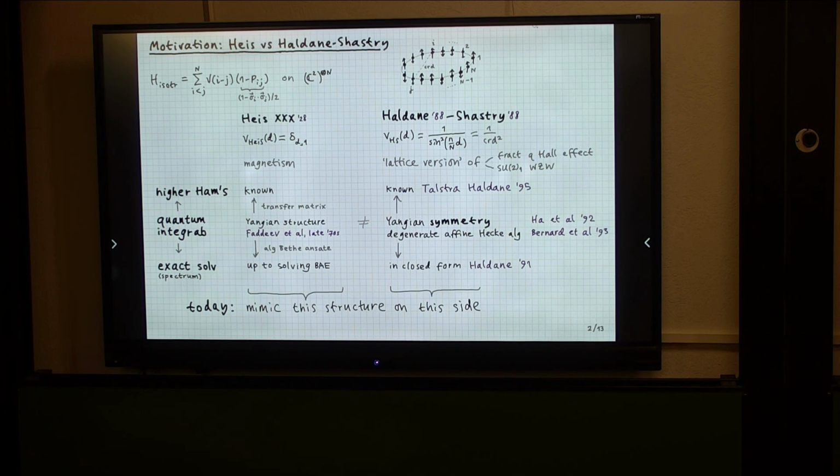And in this case, there is a Yangian, but actually it acts by symmetries. And the reason for this is, well, you can again compute higher Hamiltonians. I will say a little bit more about this later. But of course, since the Yangian acts by symmetry, if you have your A, B, C, D, they all commute with the Hamiltonian.